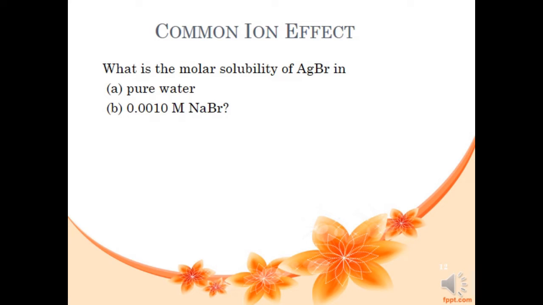Okay, next calculation problem based on the common ion effect. Now we have covered the concept, now we look at the calculation part. So what is the molar solubility of silver bromide in pure water, and its solubility in the presence of 0.001 molar sodium bromide? We would expect the concentrations between A and B to be different. Due to the common ion here, it will have less solubility. So let's do the calculation.